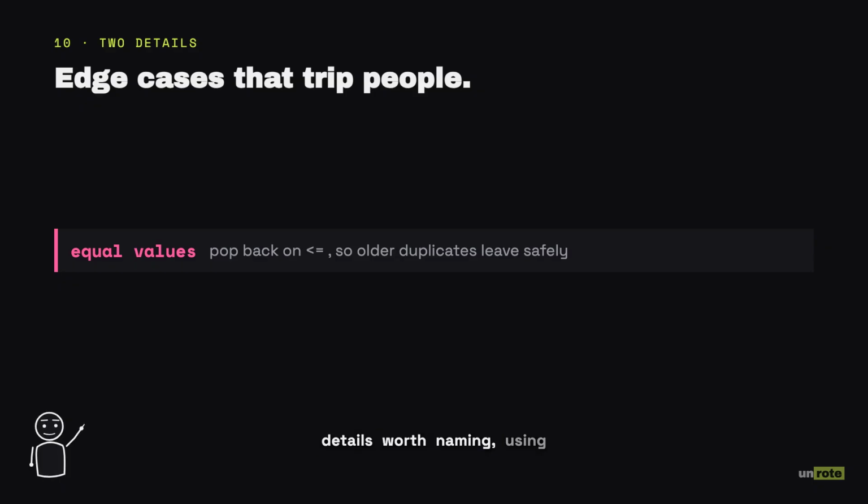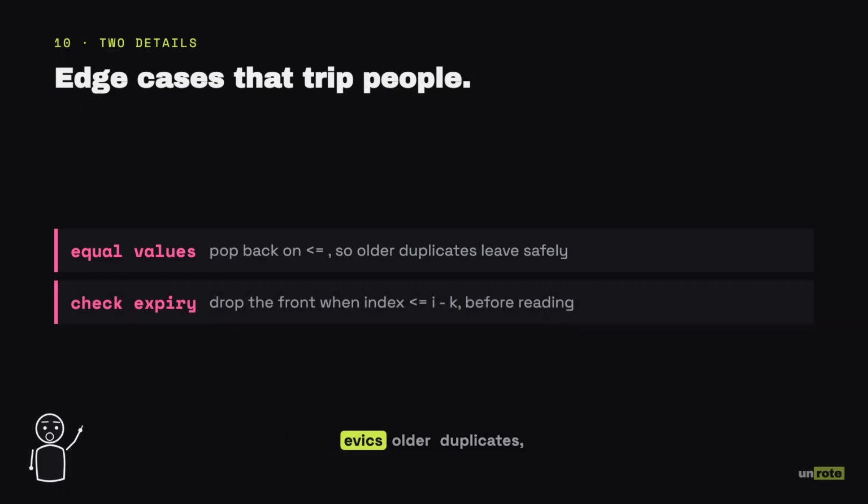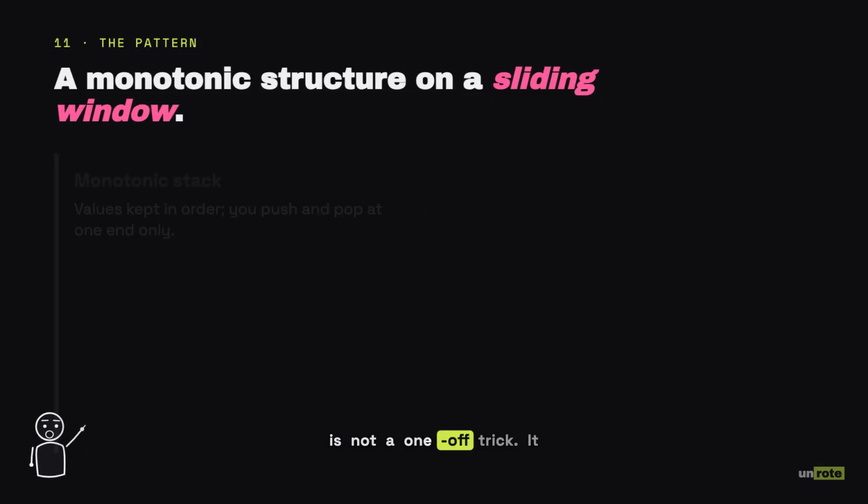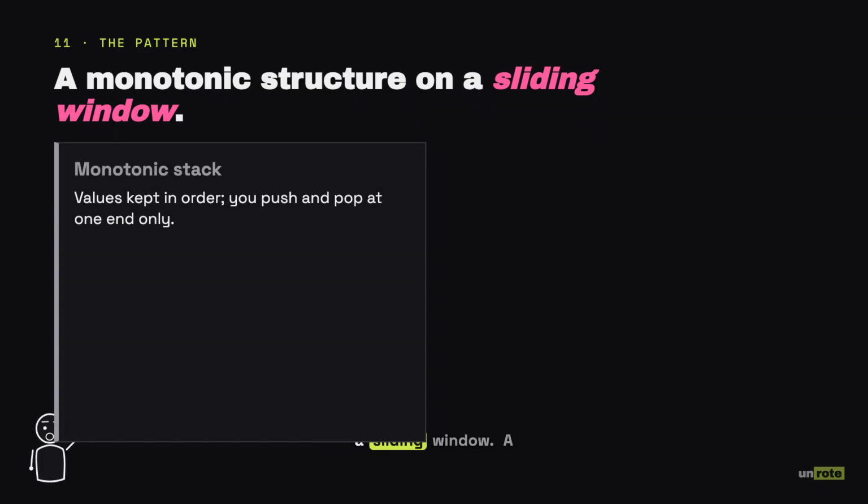Two details worth naming. Using less than or equal on the back pop evicts older duplicates, which is safe, because a later equal value stays in range at least as long. And always check the front for expiry before you read it. This is not a one-off trick. It is the monotonic pattern on a sliding window.